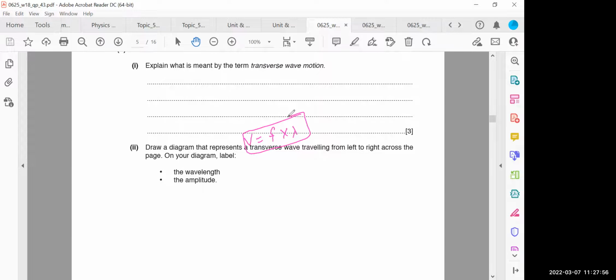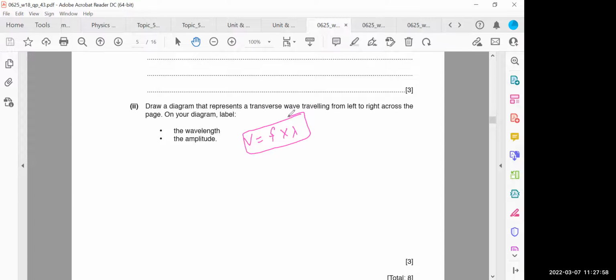What do you mean by transverse wave? What do you mean by longitudinal wave? That you have to remember. I can try to plot a graph. Draw a diagram that represents a transverse wave traveling from left to right across the page. On your diagram, label the wavelength and the amplitude.